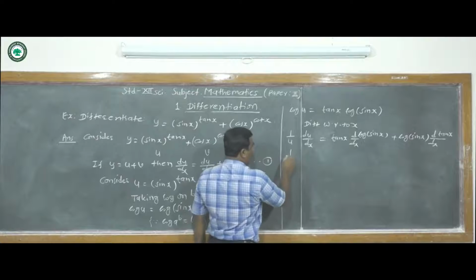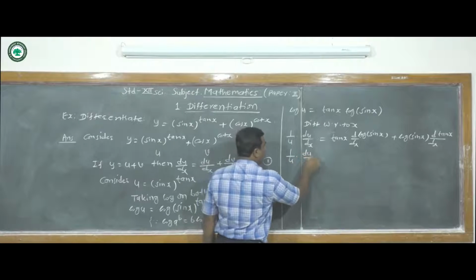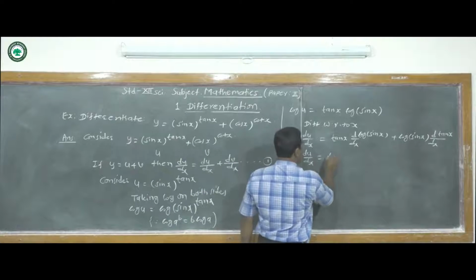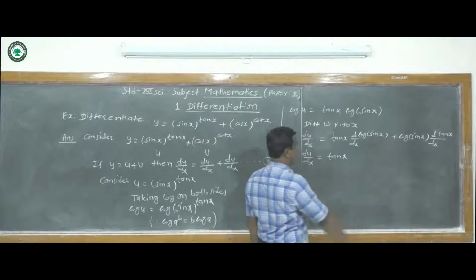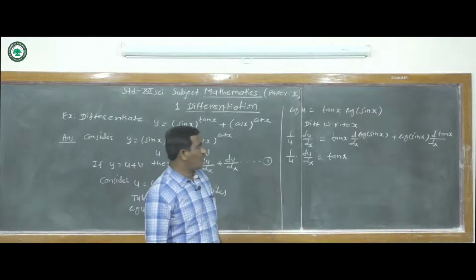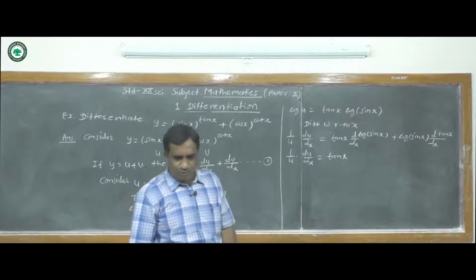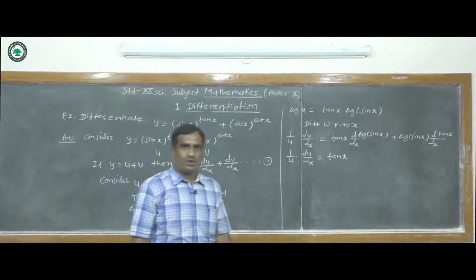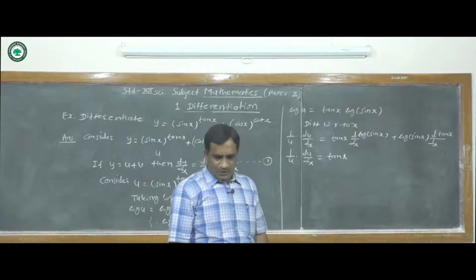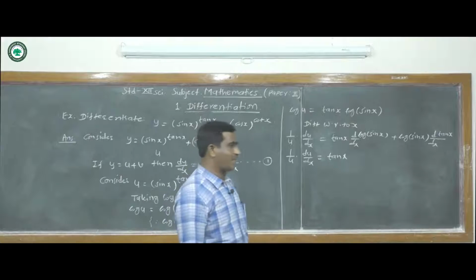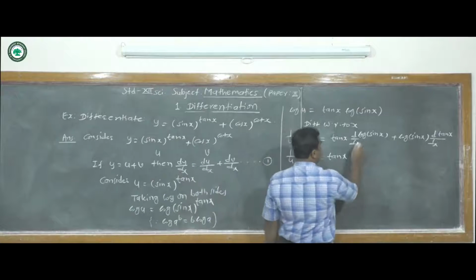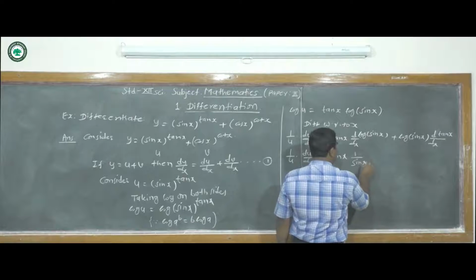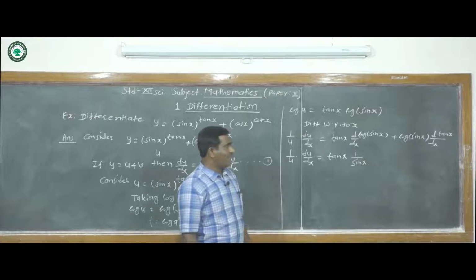That is 1 upon u into du by dx equals tan x into the derivative of log of sin x. This is also a composite function. Suppose sin x is f of x. We know that the derivative of log of f of x is 1 upon f of x into f dash of x. Using this rule, the derivative of log of sin x is 1 upon sin x into d by dx of sin x.